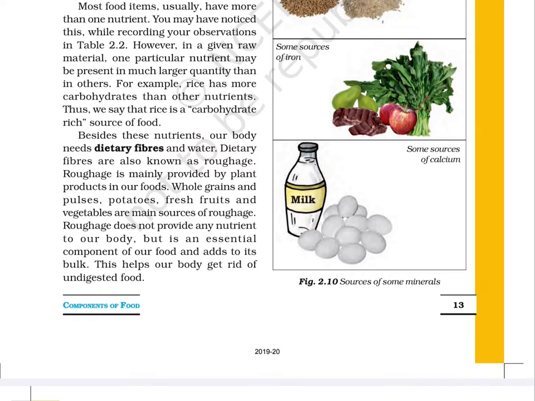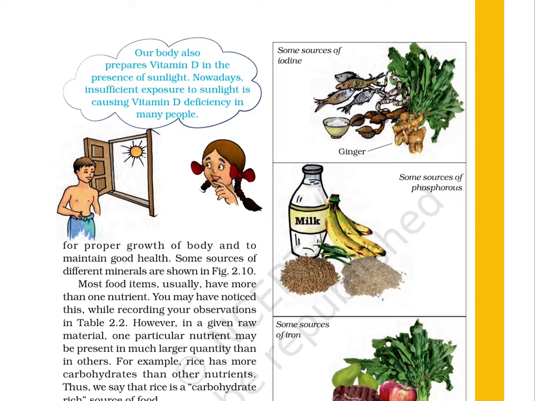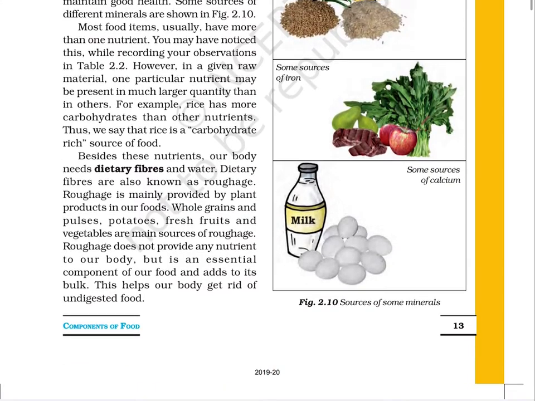Here Figure 2.10 is given, which shows sources of some minerals. Some sources of iodine: ginger, fish. Some sources of phosphorus: banana, milk, rice. Some sources of iron: apple, liver, spinach, pear. Some sources of calcium: milk and eggs.